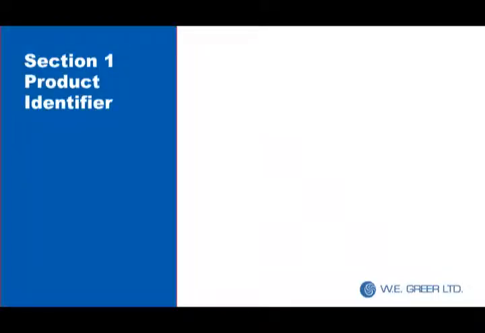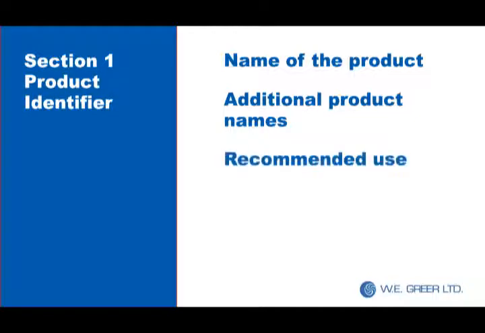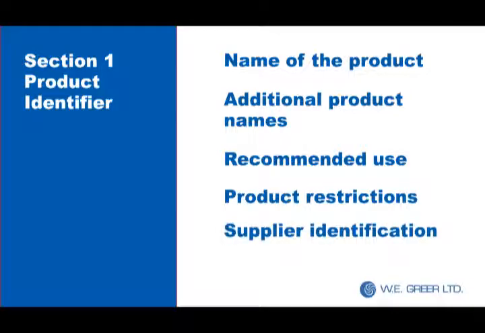Section 1, the identification portion of an SDS, includes the product identifier or name of the product, other identifiers, which are any additional names the product goes under, the recommended use of the product, any restrictions the product has, the supplier identification, including name, address, and phone number, and emergency contact information.